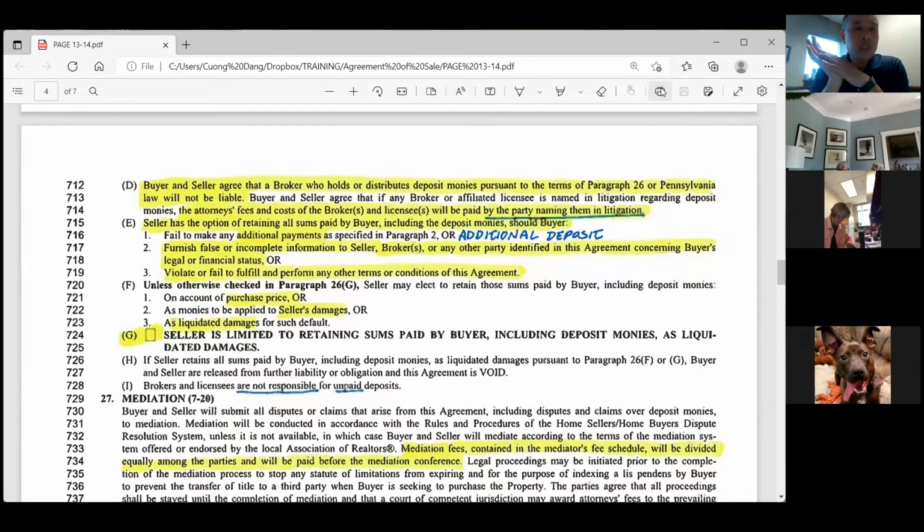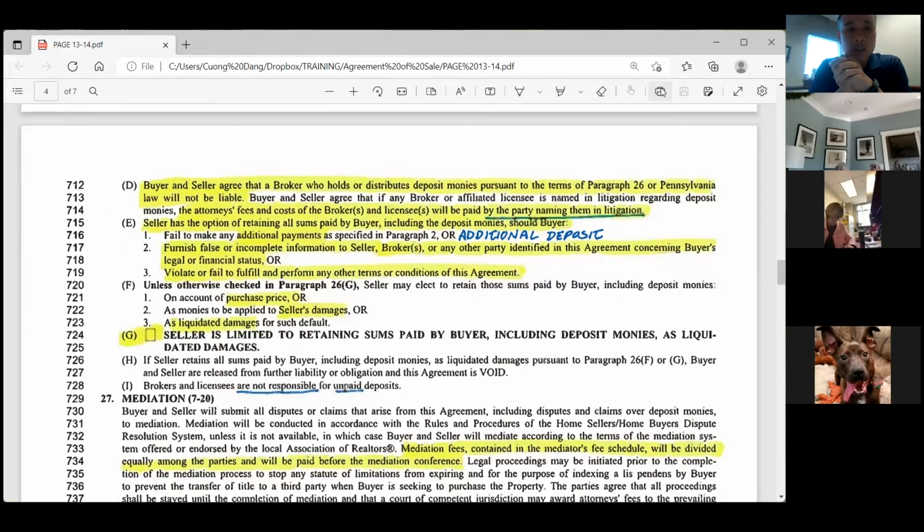26D, buyer and seller agree that a broker who holds or distributes deposit monies pursuant to the terms of paragraph 26 or PA law will not be liable. Buyer and seller agree that if any broker or affiliated licensee is named in litigation regarding deposit monies, the attorney fees and costs of the brokers and licensees will be paid by the party naming them in the litigation. Okay, so they'll pay our attorney fee if we're mentioned.